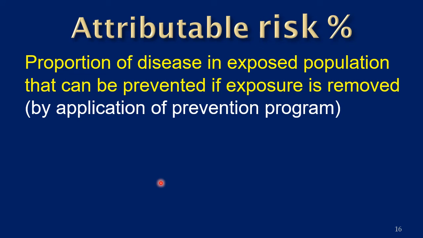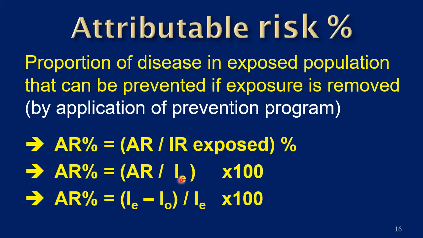Now, taking the other measure of attributable risk, which is the attributable risk percent. This refers to the proportion of disease in the exposed that can be prevented if we remove the exposure. We remove the exposure by, for example, application of a prevention program. Attributable risk percent equals attributable risk divided by incidence rate among exposed, percent.